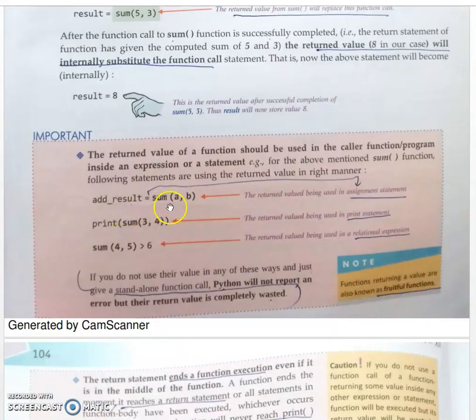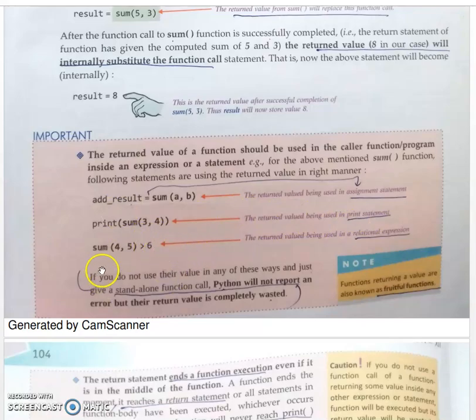So here we are using the assignment operator. The return value of a function should be used by the caller function. Who is the caller? The function call statement is called the caller. Here we are utilizing it. The return value can be used in an assignment statement, then the return value is printed on the monitor, or the return value is compared with relational expressions.